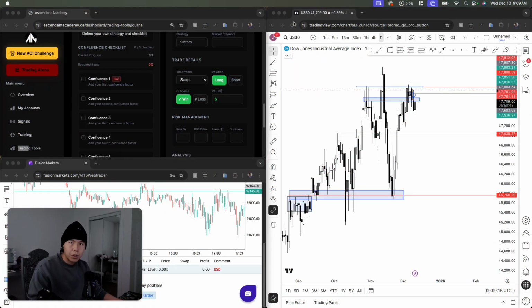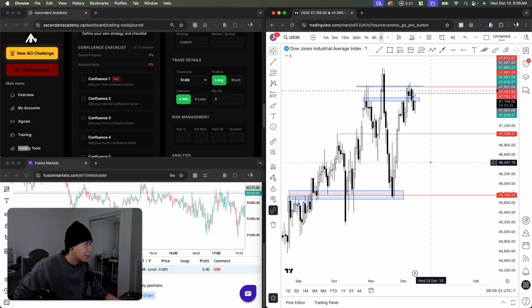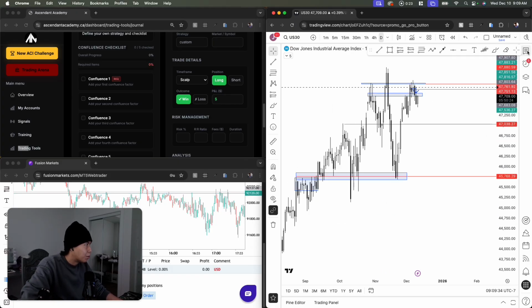Okay, first things first, I'm going to break down my screens for you guys. On the right side, we got TradingView because it's simply the best for markups and analysis. The bottom left is my broker's web trader. At the top is my private team's journal. That's what I use to journal. And let's break down my watch list here.